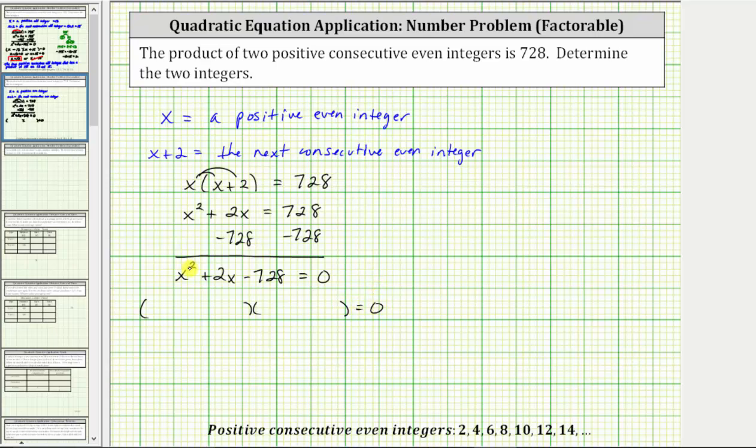where because the first term is x squared, and x squared is equal to x times x, the first term in each binomial factor is x. To determine the constant terms in the binomial factors, we need to determine the factors of negative 728 that add to positive 2. To help us do this, let's first determine the prime factorization of positive 728.